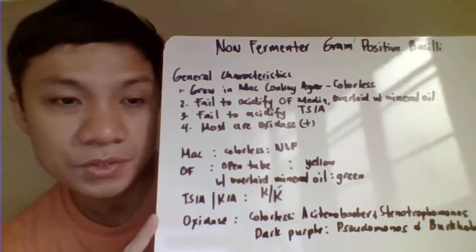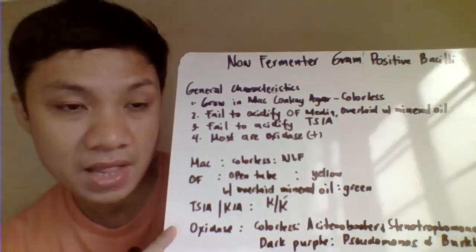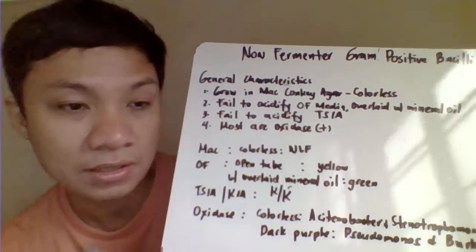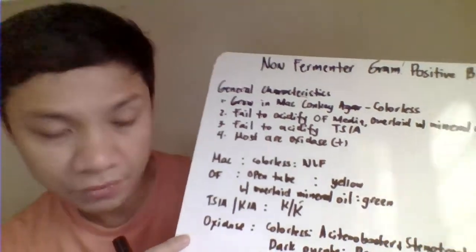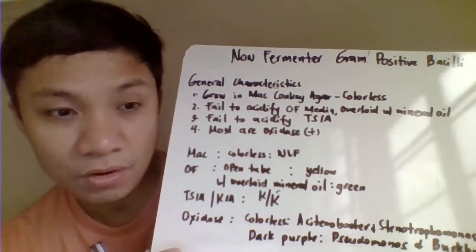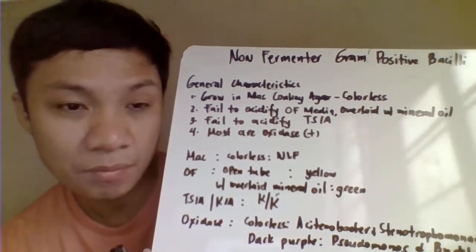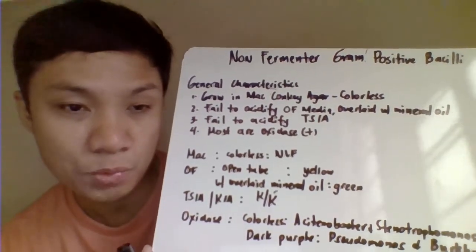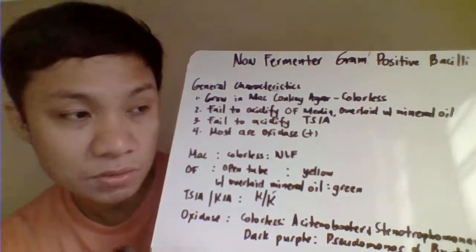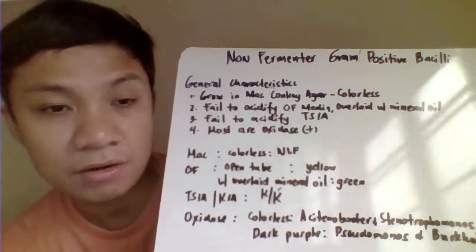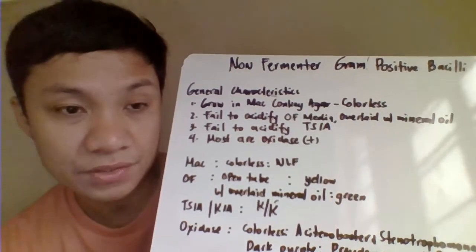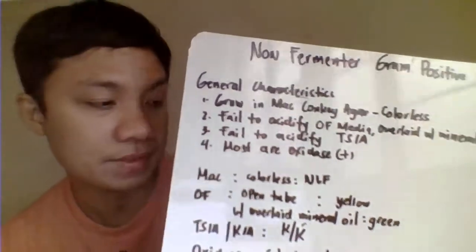And therefore, we consider them as able to oxidize glucose instead of fermenting it. Okay, we have here the triple sugar iron agar and regular iron agar. They fail to acidify, so they are K over K, meaning red over red: red on the slant and red on the butt region. Another one is the oxidase test. Some of them are oxidase positive, others are oxidase negative. The oxidase test identifies the enzyme cytochrome oxidase, and the positive result is a deep blue color. The negative result is colorless, which is applicable to the genera Acinetobacter and Stenotrophomonas. But Pseudomonas and Burkholderia give a positive result, a dark blue color with the oxidase test.